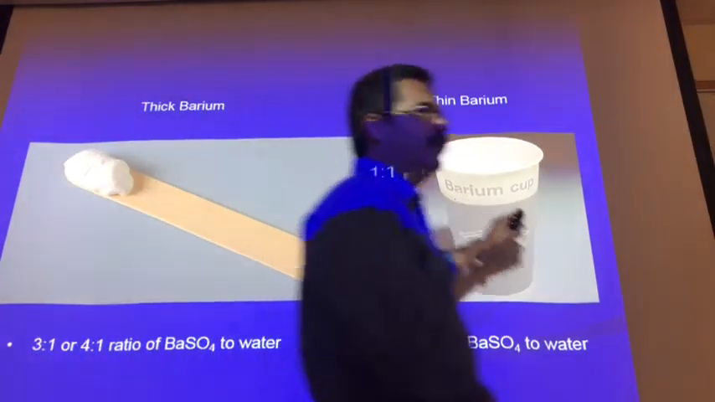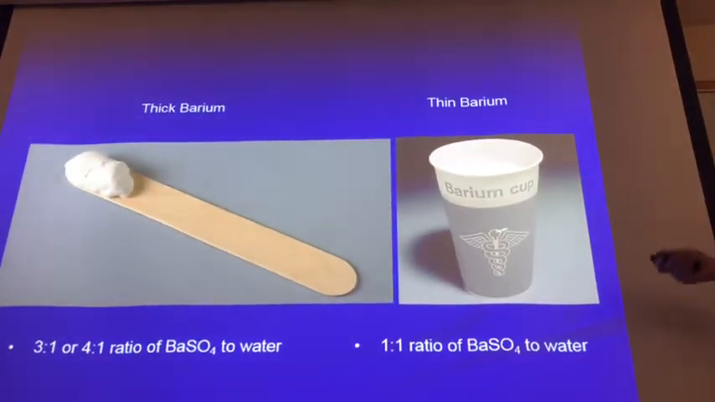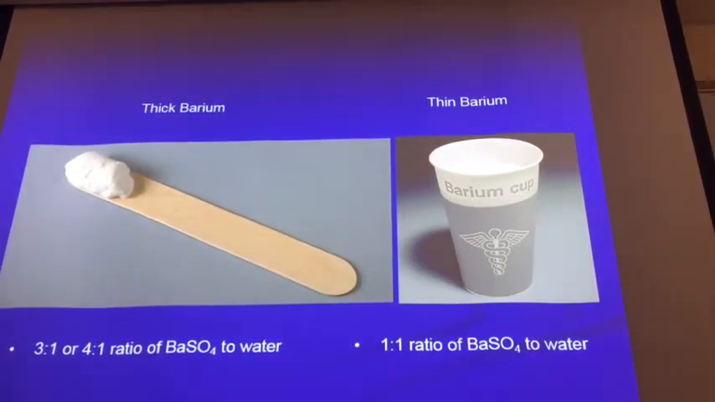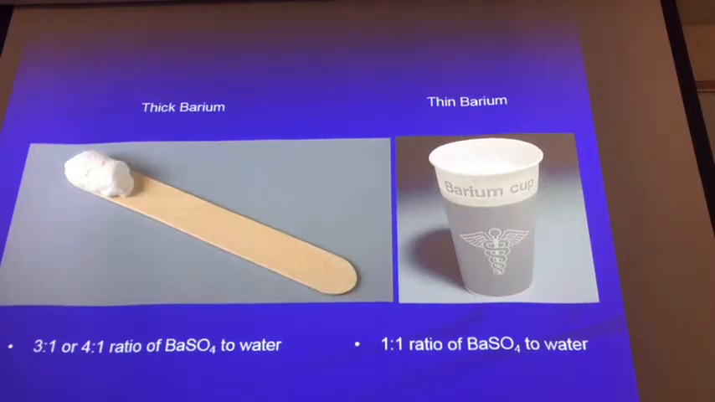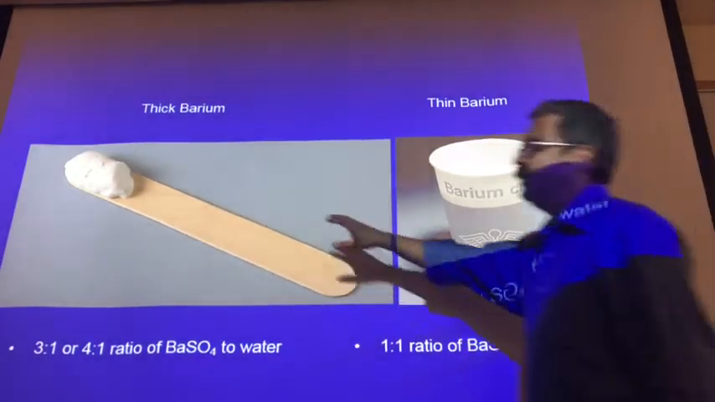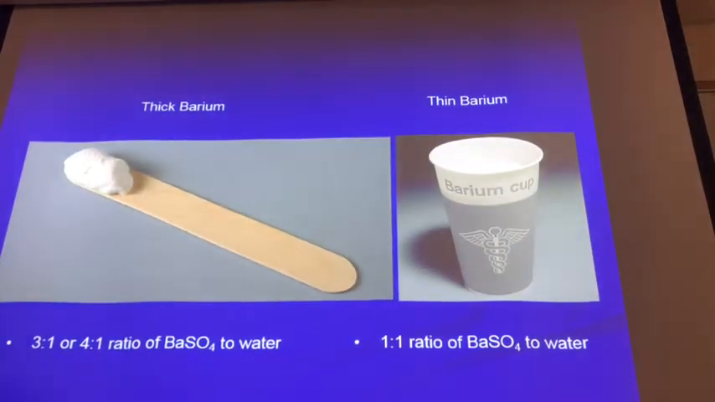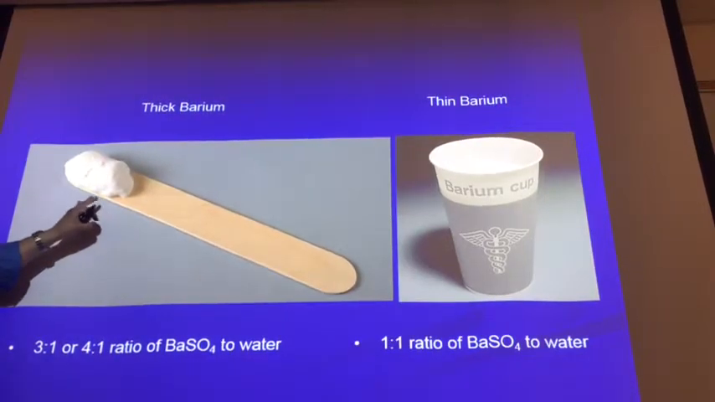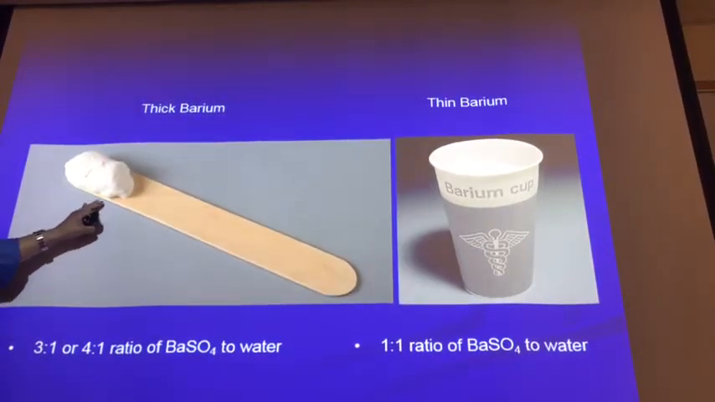And thin barium, when you have a 50-50 ratio or a 1-to-1 ratio barium sulfate to water, this is more for general studies. If you want to look at just a general study. When thick barium is used, typically, you combine it with air. Write that down. I don't see you writing that down. You have to.